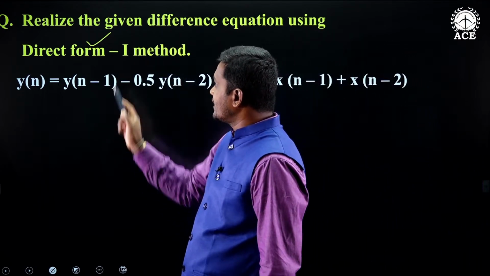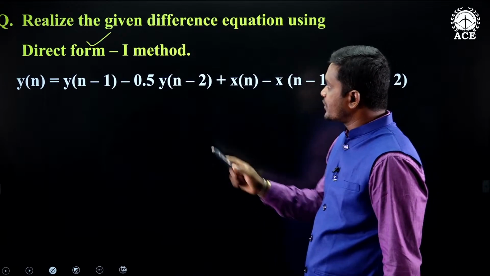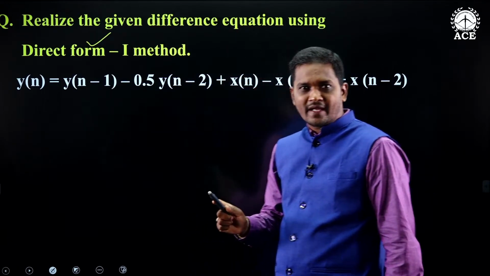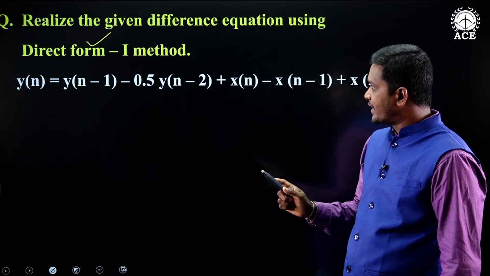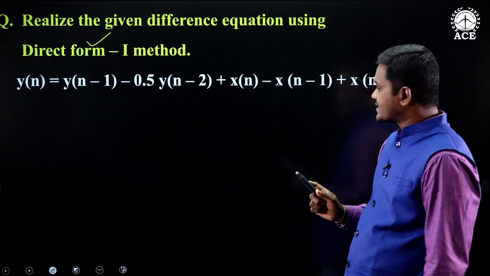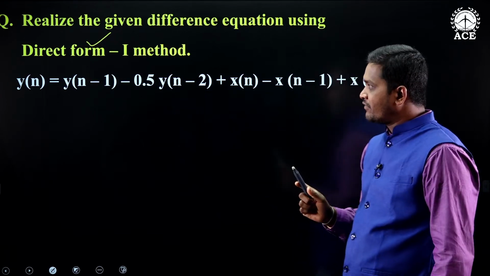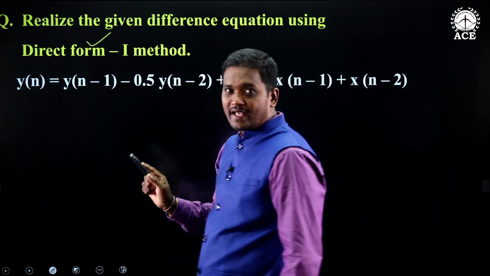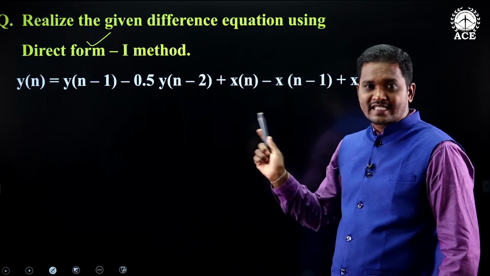Now see the first question. Realize the given difference equation using direct form 1 method. Y of n equals y of n minus 1 minus 0.5 y of n minus 2 plus x of n minus x of n minus 1 plus x of n minus 2. I am explaining this direct form 1 method by using this example.